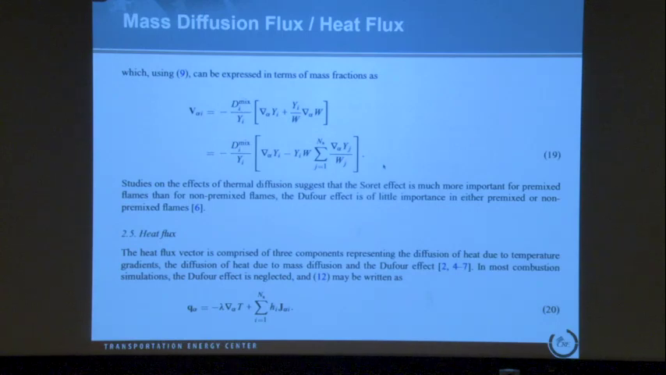And then the heat flux vector, which is in the energy equation, has 3 components representing diffusion of heat due to temperature gradients, it's Fick's law, the diffusion of heat due to mass diffusion, and the Dufour effect. And as I said earlier, we typically neglect the Dufour effect so that we are left with the heat flux vector that has the heat conduction term and the species mass diffusion term.